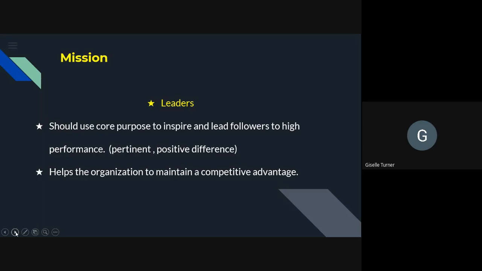Leaders should use the core purpose to inspire and lead followers to high performance. And in that way, whatever the purpose is, it must be pertinent, it must be relevant, and it should have made a positive difference to whatever goal they are trying to achieve. So it helps the organization to maintain a competitive advantage. Next slide.